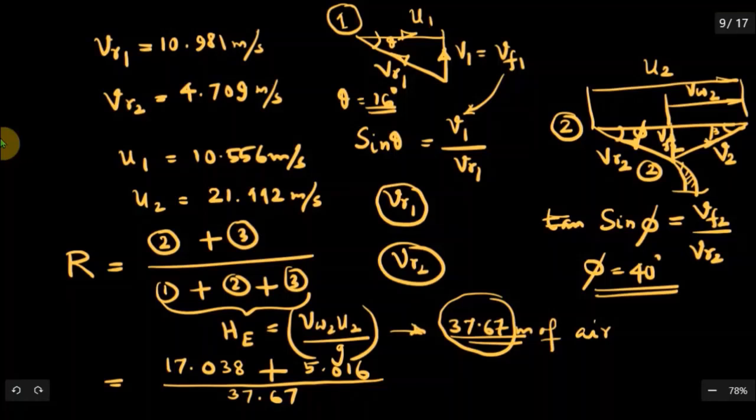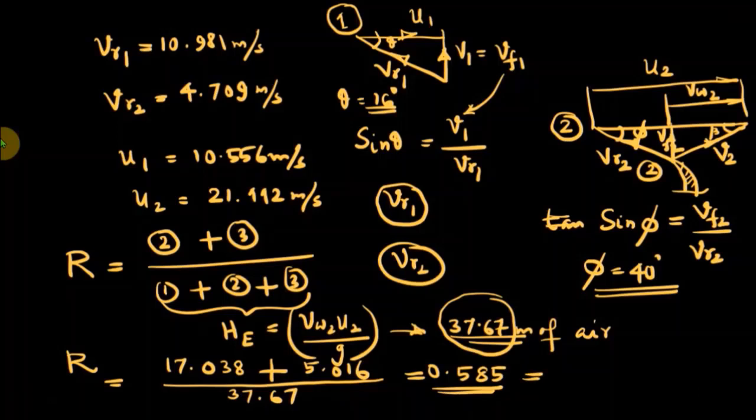which is 37.67. Using this relation, the degree of reaction is 0.585. Either you keep it like this, or in percentage you can give it. If you want to give it in percentage, multiply this value by 100, and it is 58.5%. That is the answer.